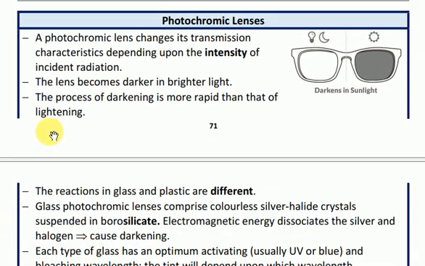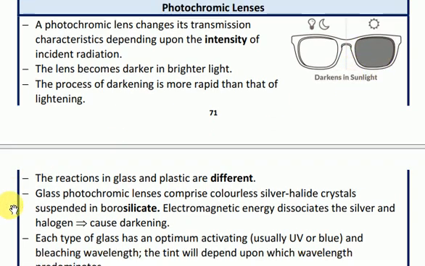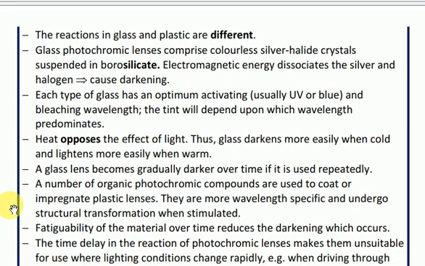Photochromic lenses. Photochromic lenses change their transmission characteristics depending upon the intensity of incident radiation. The lens becomes darker in bright light. The process of darkening is more rapid than that of lightening. The reactions in glass and plastic are different. Glass photochromic lenses comprise colorless silver halide crystals suspended in borosilicate. Electromagnetic energy dissociates the silver and halogen, and this causes darkening.